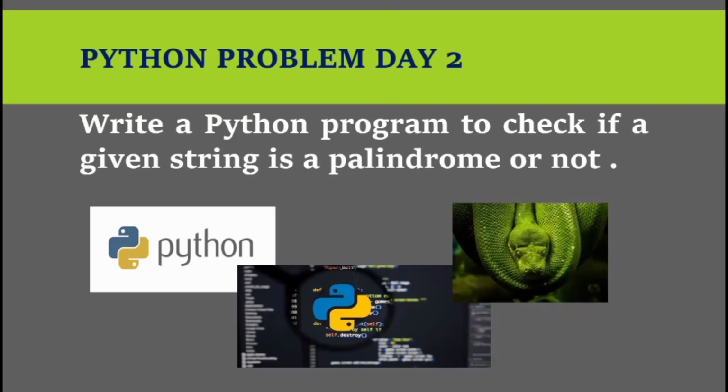In this video, I am sharing one of the Python problems with a solution. Our problem is: write a Python program to check if a given string is palindromic or not. Palindromic means the given string or characters read forward and backward are the same. For example, characters like mom and radar are called palindromic strings. So let's start our solution.